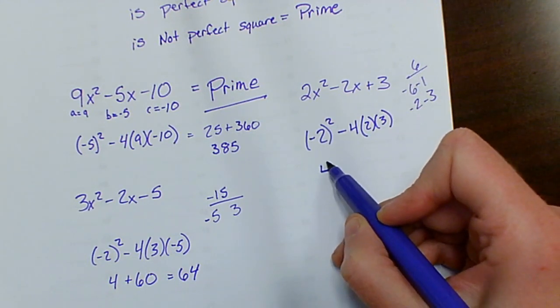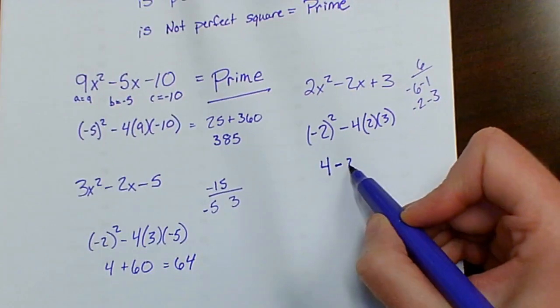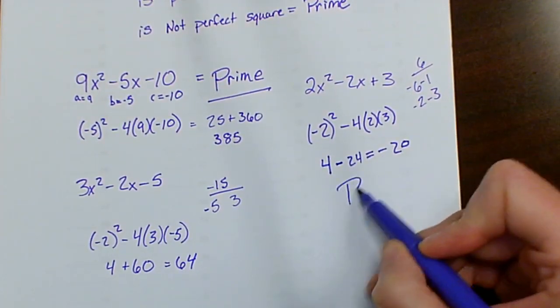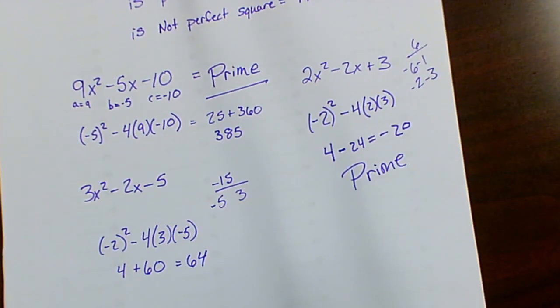So that will be 4 minus 24, which is negative 20. There is your proof that you can claim your trinomial is prime. This concludes the primability test when factoring.